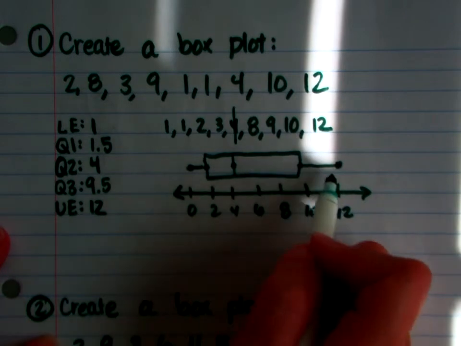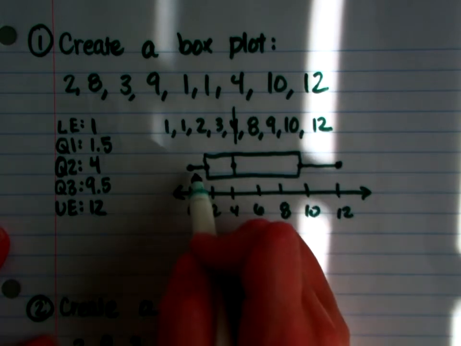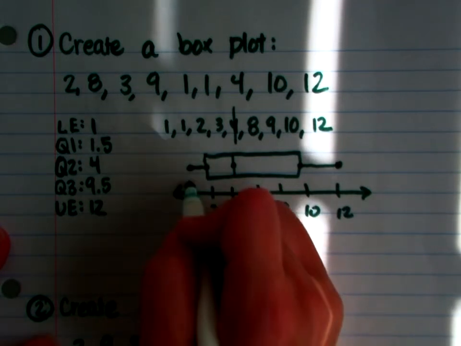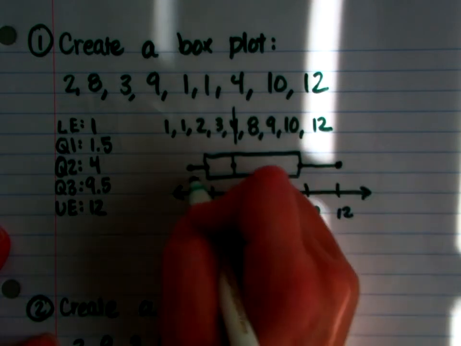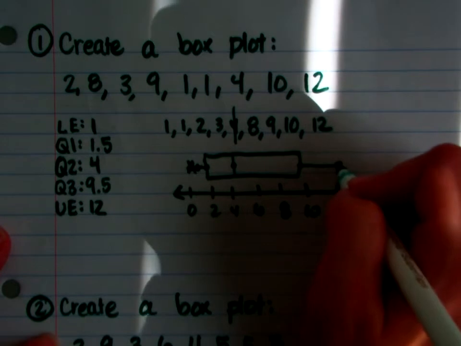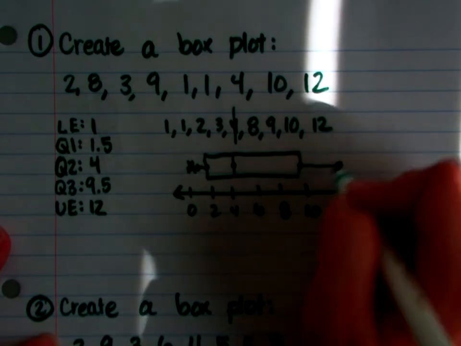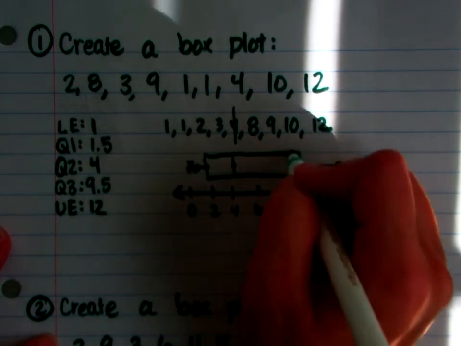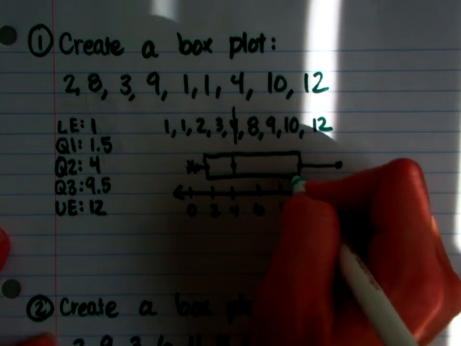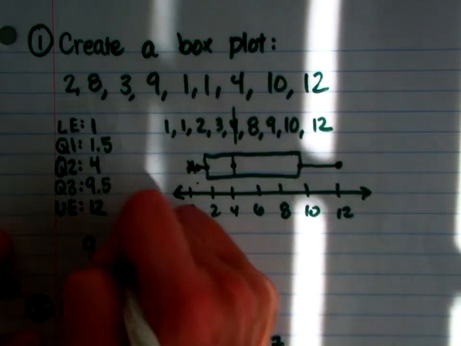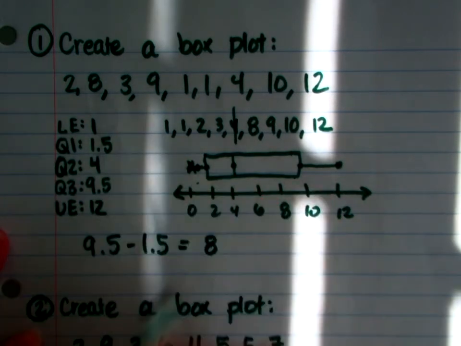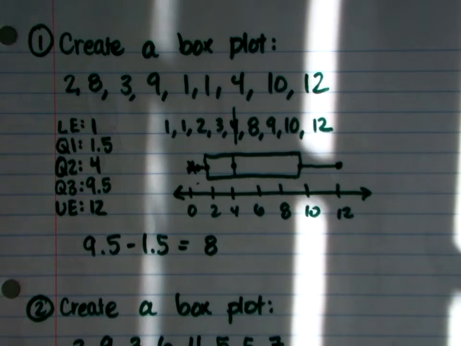Each section of the box and whisker plot can be divided into 25% of the data, which means 25% of the numbers are here between 1, I guess I should have put this closer to 1 right here, and 1.5. 25% of the data would be between 9.5 and 12, and 50% of the data would be between 1.5 and 9.5. So you could also find your interquartile range, which you find by doing your third quartile minus your first quartile, which would give us 8 as our interquartile range.